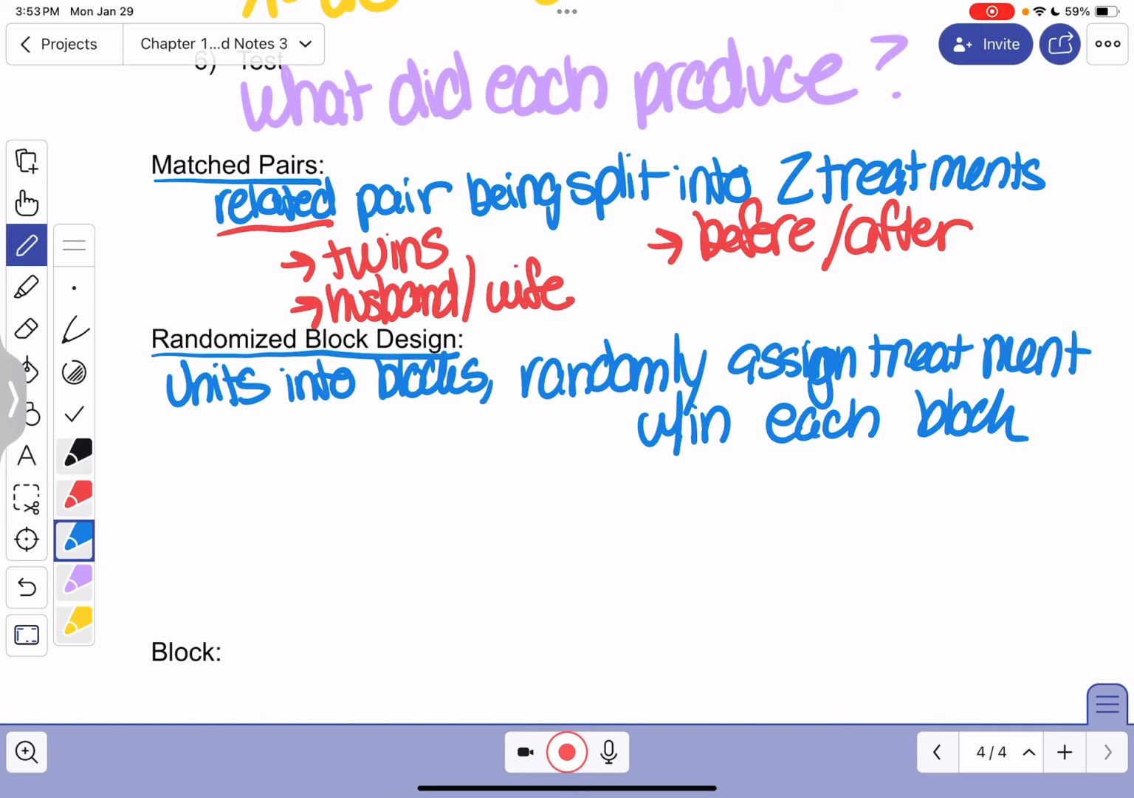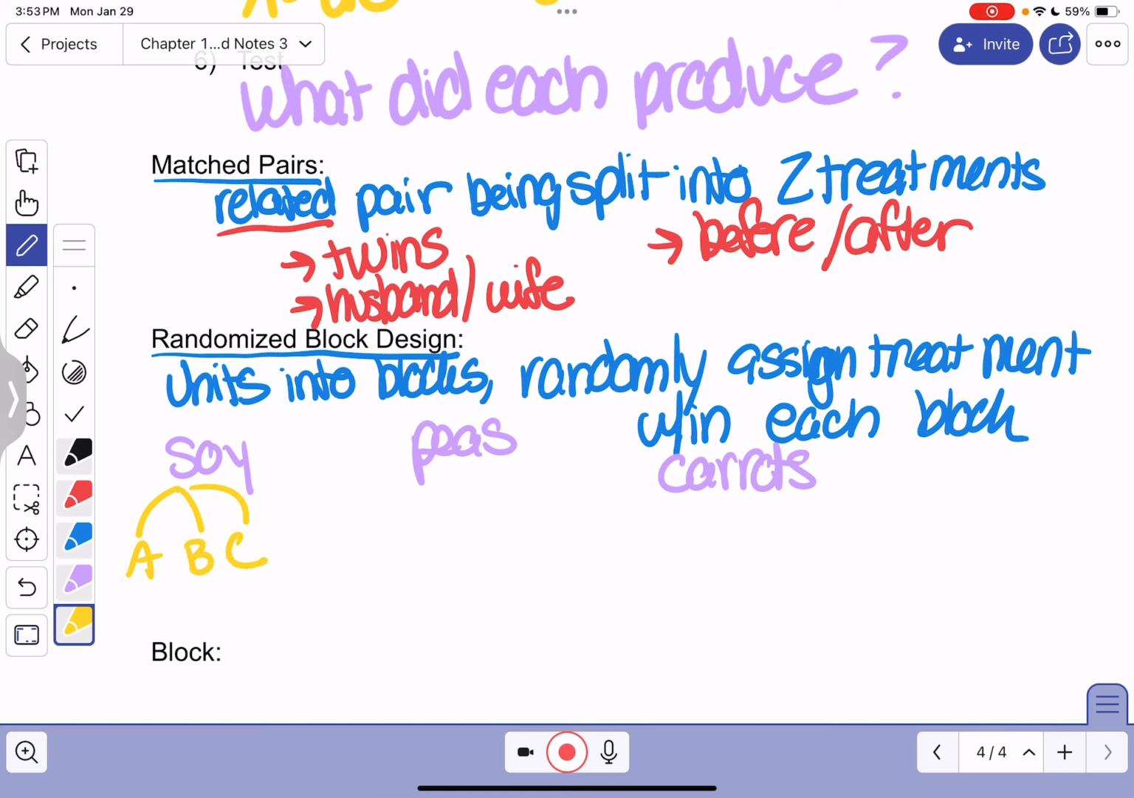Okay, so let's say we're going back to that fertilizer thing we just talked about, but this time we don't want to just look at soybeans. Maybe we want to look at soybeans, and then we want to look at peas, and then we want to look at carrots. So we want to know if the fertilizer matters, what kind of thing it is. So there are blocks. Our blocks are the type of vegetable. Then within each block, we do the treatments. No fertilizer, 2 teaspoons, 4. No fertilizer, 2 teaspoons, 4. No fertilizer, 2 teaspoons, 4 teaspoons.